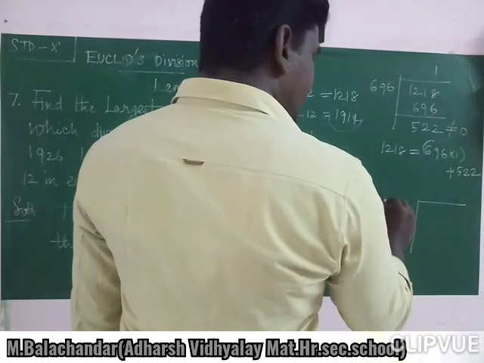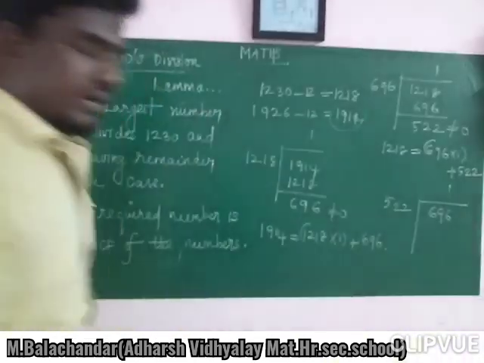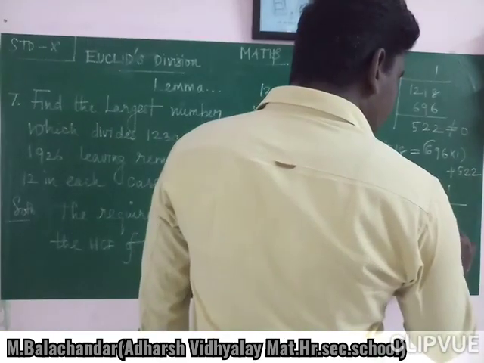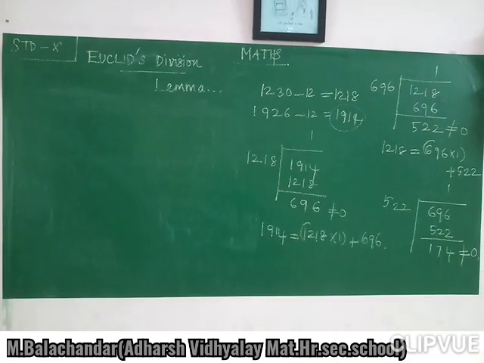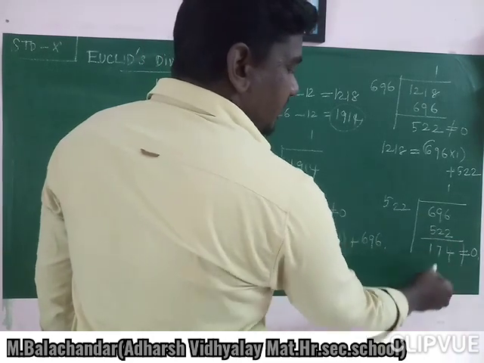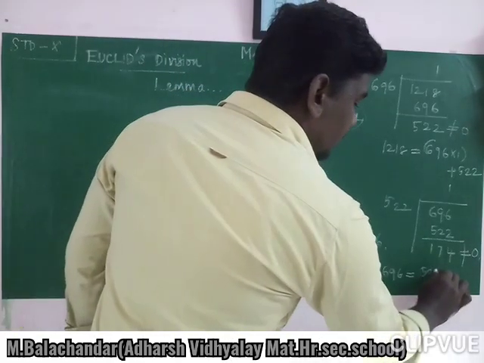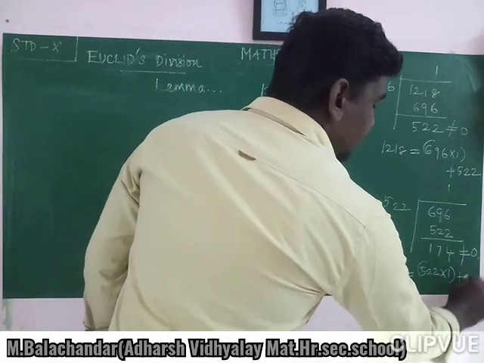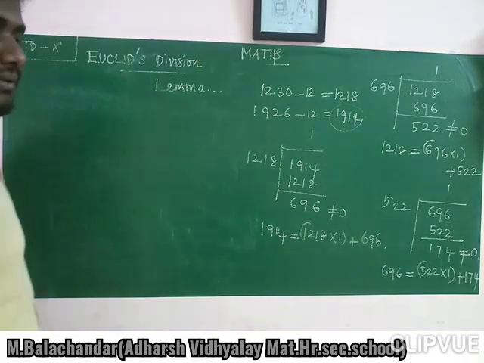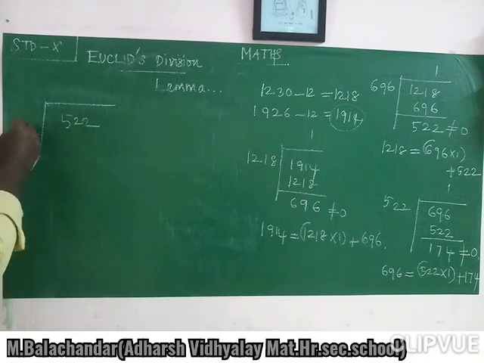Next it will be the divisor and this will be the dividend. Here also one time. So 522. If you divide 696 by 522, what do we get? 1 time. So it leaves the remainder 174. So 696 can be written as 522 into 1 plus 174. Now I am going to take this 174 as the divisor. This 522 will be the dividend.